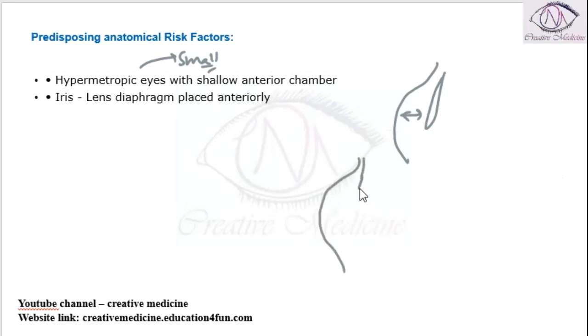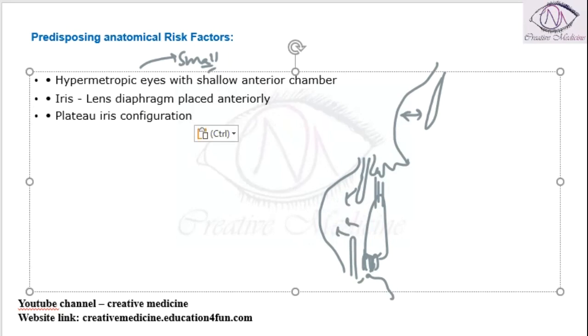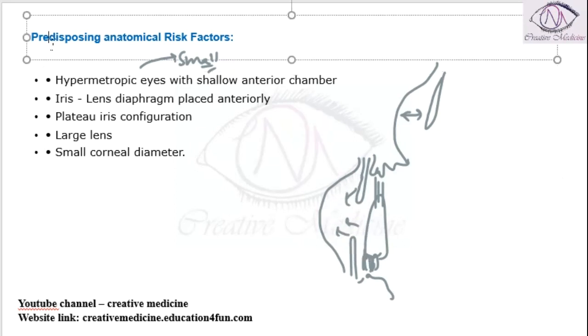So this is the iris to lens diaphragm. Lens will be here with ciliary zonules and then ciliary muscles. Right. So if this iris to lens diaphragm is displaced anteriorly, this will result in shallow anterior chamber resulting in angle closure glaucoma. If there is plateau iris configuration or if the lens is large, obviously if the lens is large, then it will push the iris anteriorly. So the anterior chamber will be shallow. Similarly, if there is small corneal diameter, even then there will be shallow anterior chamber resulting in angle closure glaucoma.